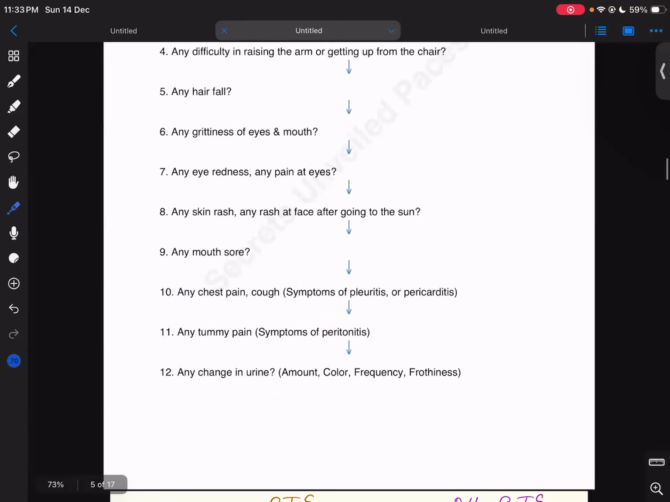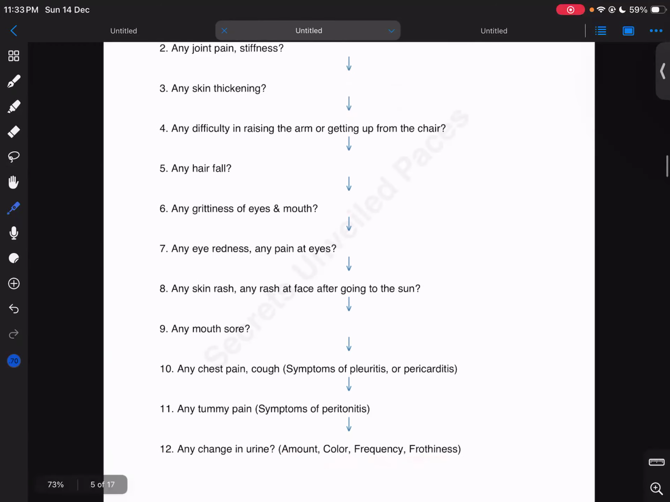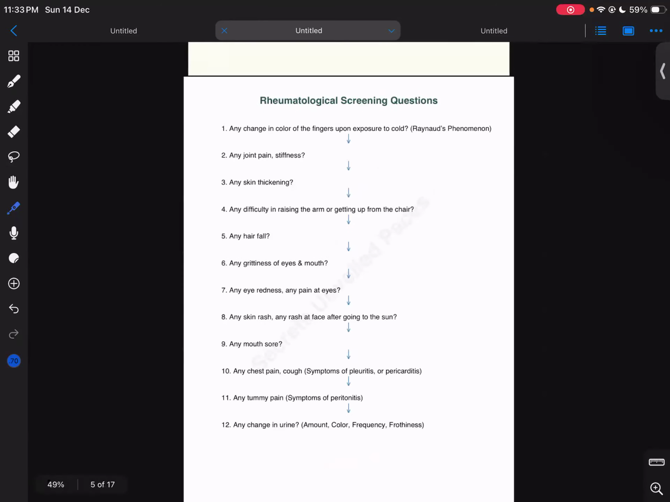Then for any rheumatological patient, we have to ask the nephrological question, that any change in urine. What about the amount? What about the color? What about the frequency and frothiness? So I will suggest you to use this rheumatological screening question for any rheumatological disease except seronegative spondyloarthritis in the PACES exam.